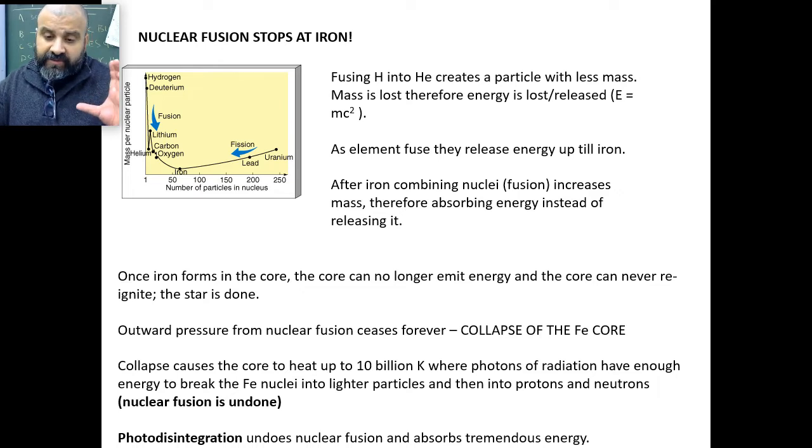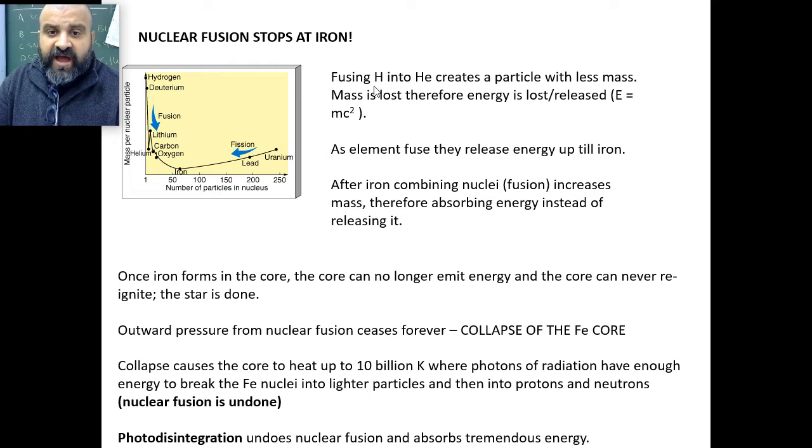So, contraction, reignite, contract, reignite, contract, reignite. And it stops at iron. Nuclear fusion stops at iron. Okay, and it's kind of interesting why. No core can fuse past iron. That doesn't happen.